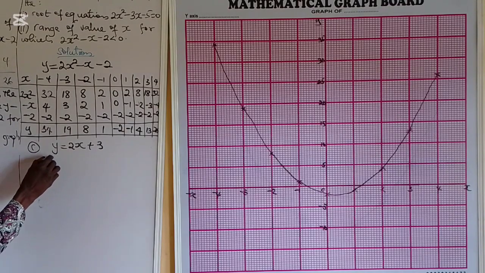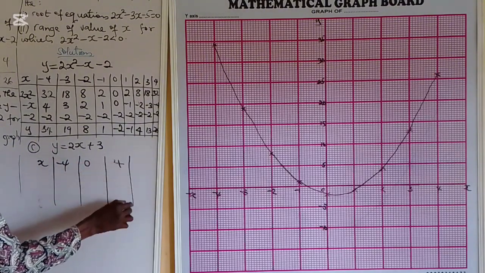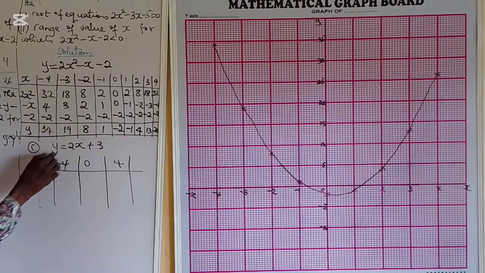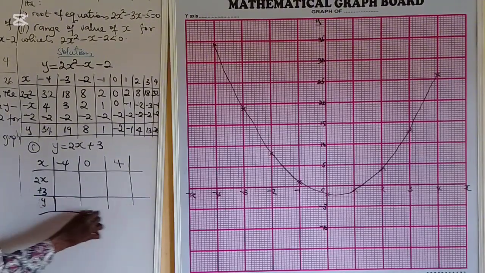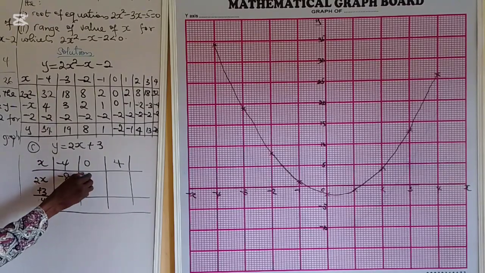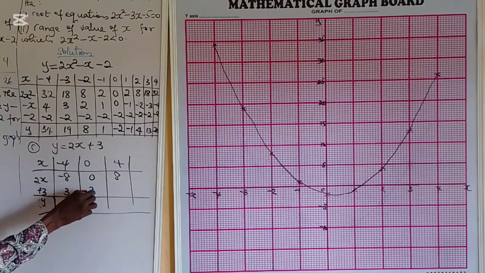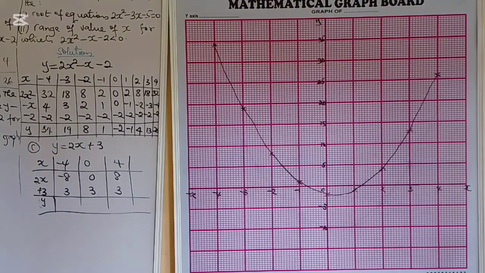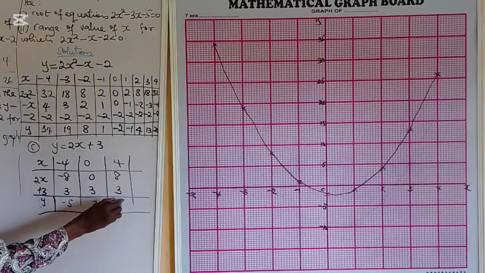Now, for x, I will take minus 4, 0, and plus 4. I will take only these 3 points. So here is 2x, here is plus 3, and here is y. Now, 2 times minus 4 is minus 8, 2 times 0 is 0, 2 times 4 gives us 8. Here is plus 3, plus 3, plus 3. You were owing me minus 8. You have 3 naira, so yes, minus 5. Here is 3. 8, here is 11.